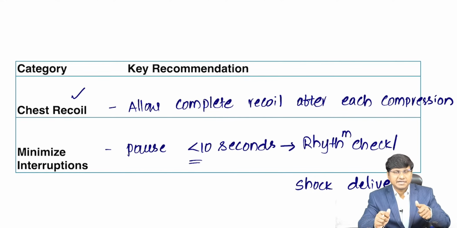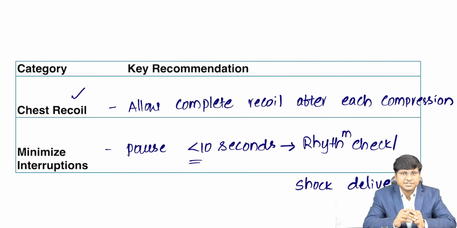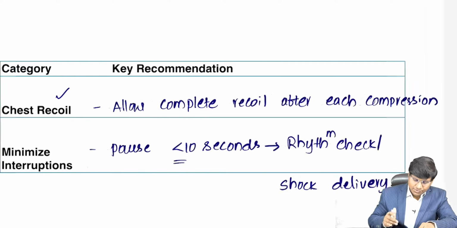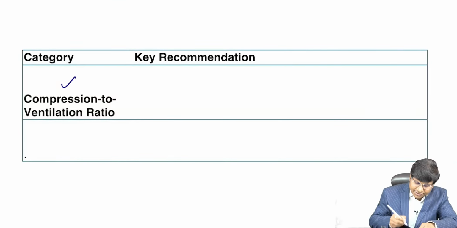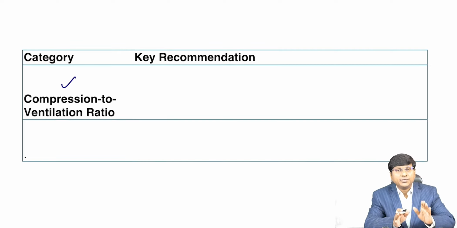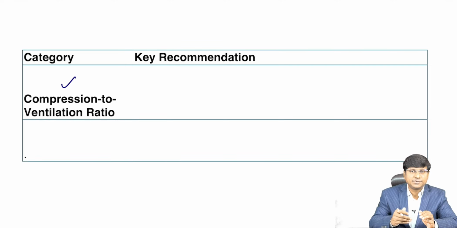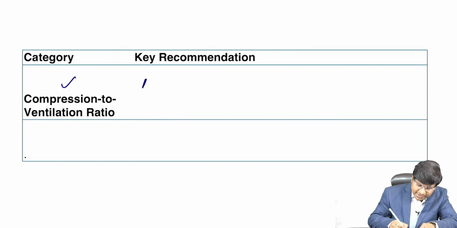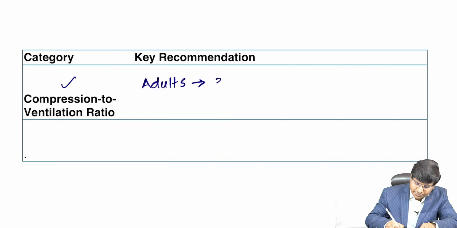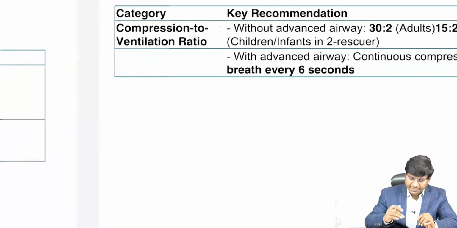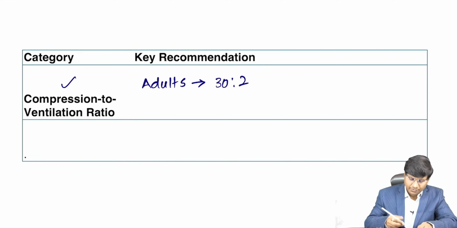Now whenever you're giving compressions, in parallel you may also need to give ventilation. So what should be the compression to ventilation ratio without an advanced airway? This ratio is different in adults and in children. In case of adults, the compression to ventilation ratio is around 30:2.